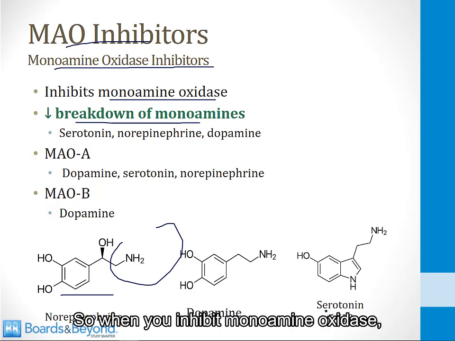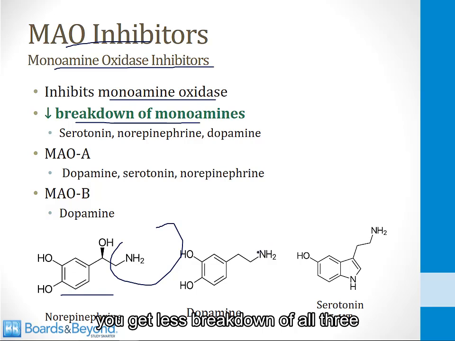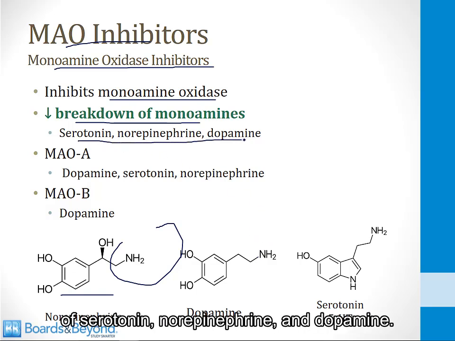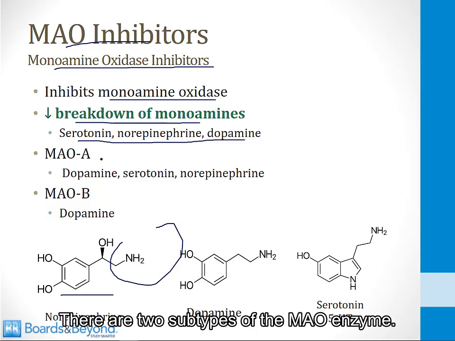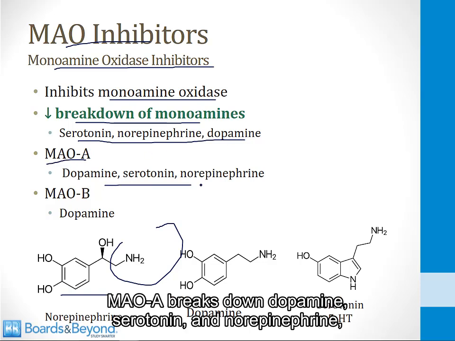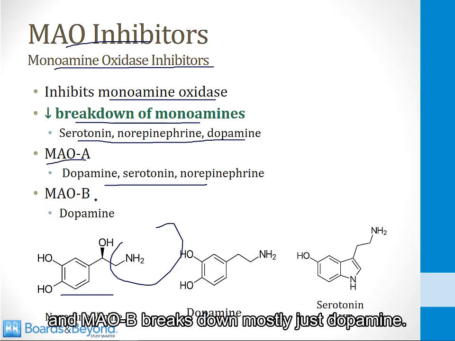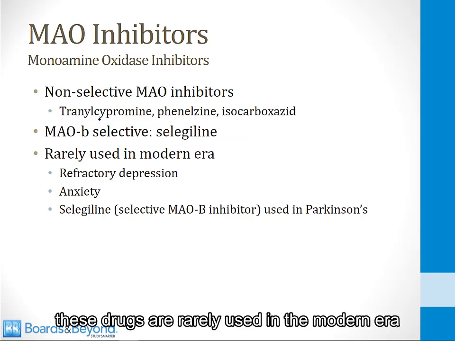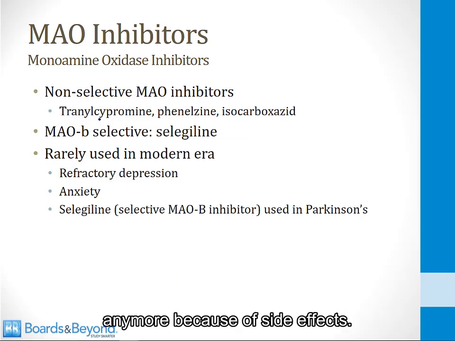So when you inhibit monoamine oxidase, you get less breakdown of all three of these neurotransmitters and therefore higher levels in the brain of serotonin, norepinephrine, and dopamine. There are two subtypes of the MAO enzyme. MAO-A breaks down dopamine, serotonin, and norepinephrine, and MAO-B breaks down mostly just dopamine. Just like tricyclics, these drugs are rarely used in the modern era anymore because of side effects.